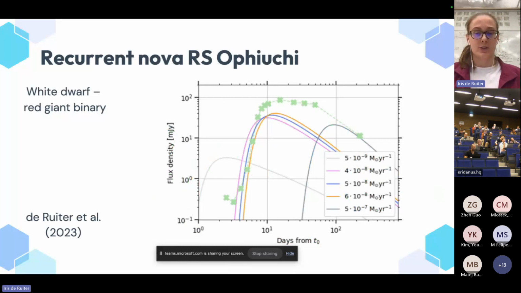Another thing we can do, as I already mentioned, is that with the radio we really probe this interaction of the ejected material with the surrounding medium. For this particular system, the density of the surrounding medium is really determined by the red giant mass loss rate. So studying the radio light curve, we can get a really good estimate of the red giant mass loss rate.